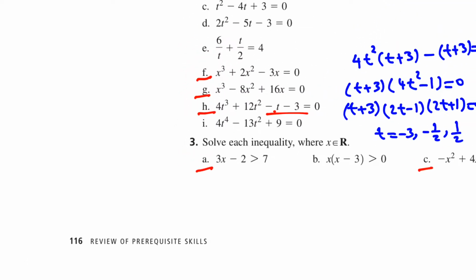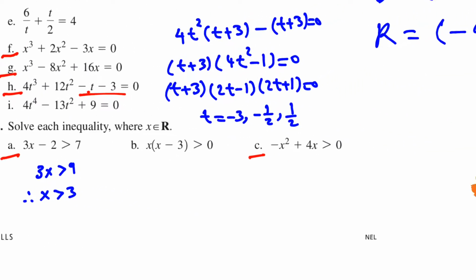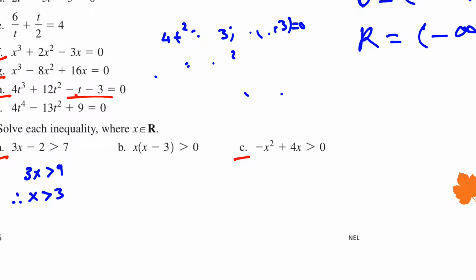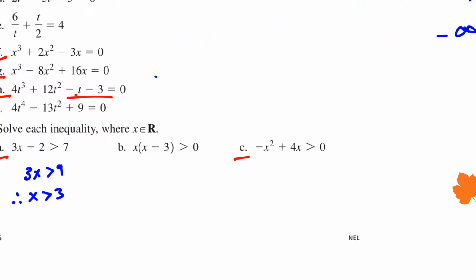The next question is solving an inequality. Part A, 3x minus 2 greater than 7. It's a linear inequality. We isolate x, 3x greater than 9, x is greater than 3. Part C, negative x2 plus 4x greater than 0.